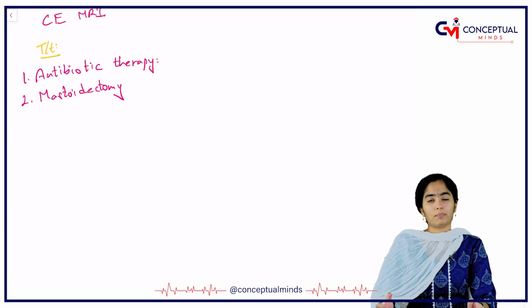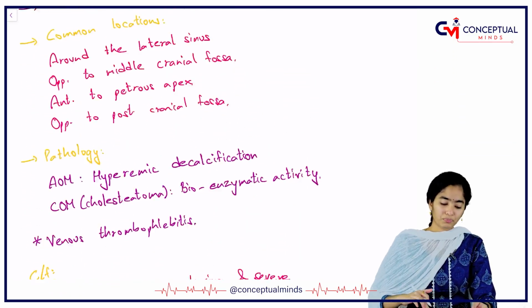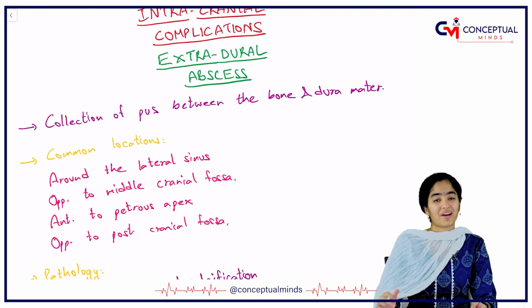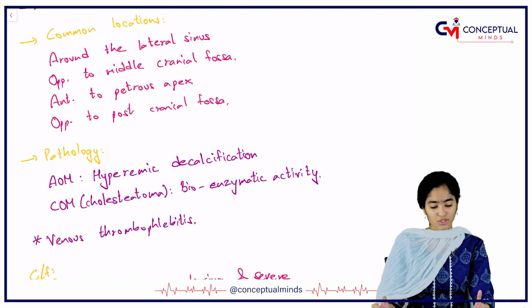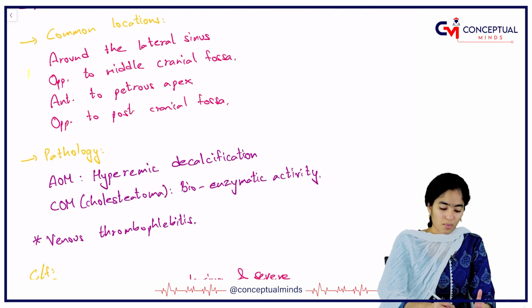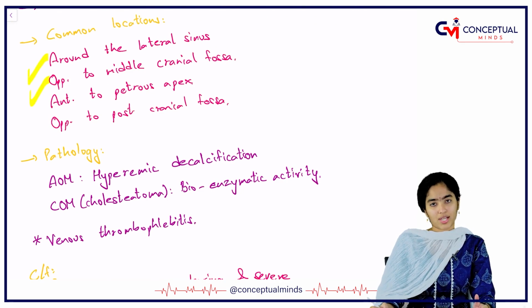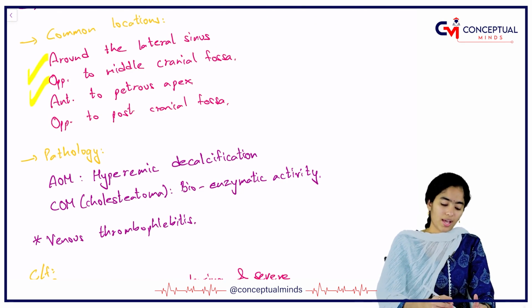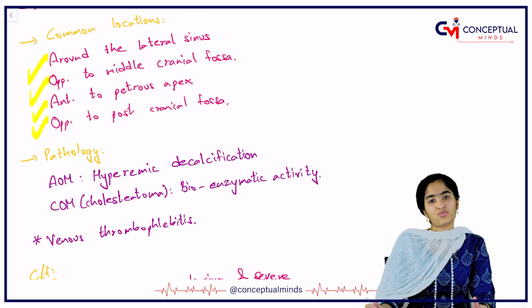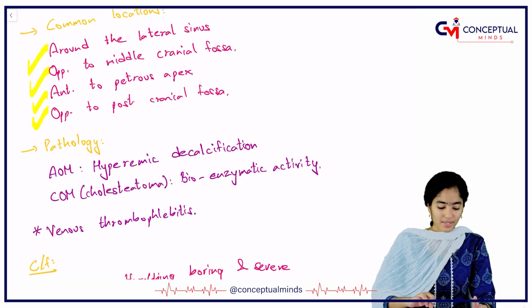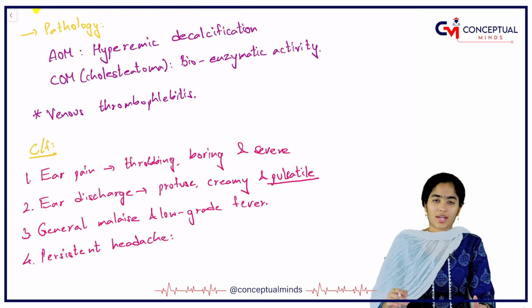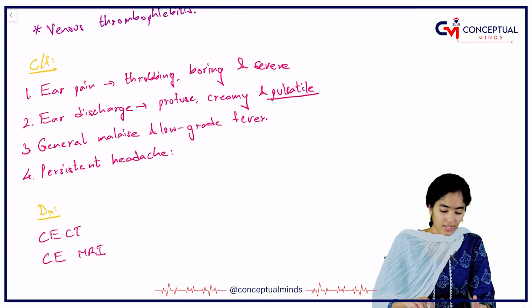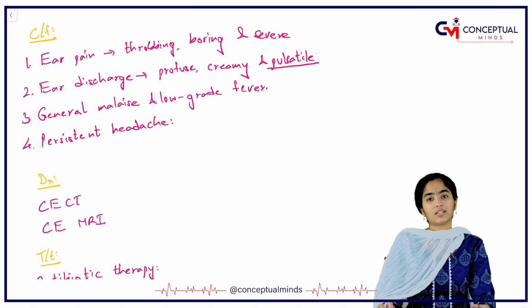It's a pretty simple topic. I'll quickly revise this for you. First, it is the collection of pus between the bone and the dura mater. And the common locations are around the lateral sinus, opposite to the middle cranial fossa, opposite to the posterior cranial fossa, and anterior to the petrous apex. What is the pathology? The bone is eroded or it is via venous thrombophlebitis. What are the clinical features?